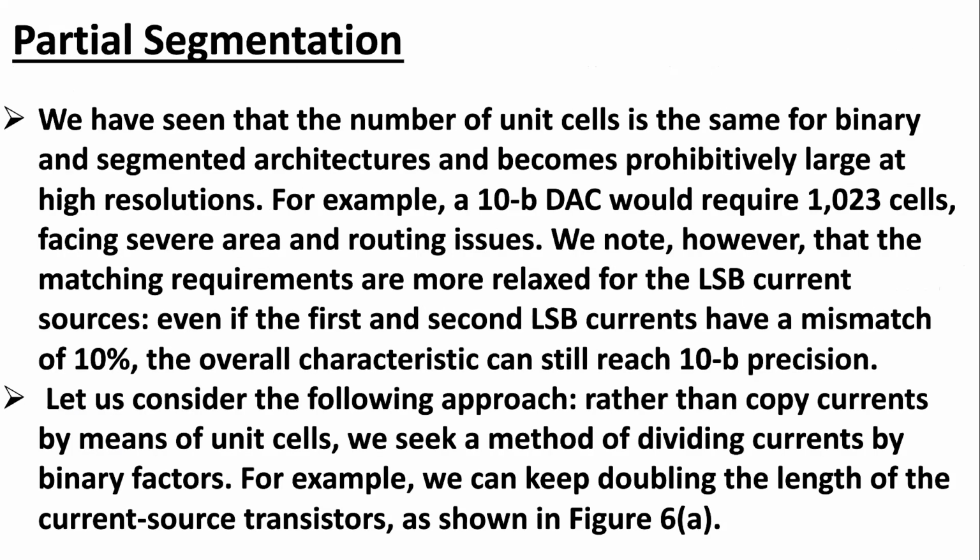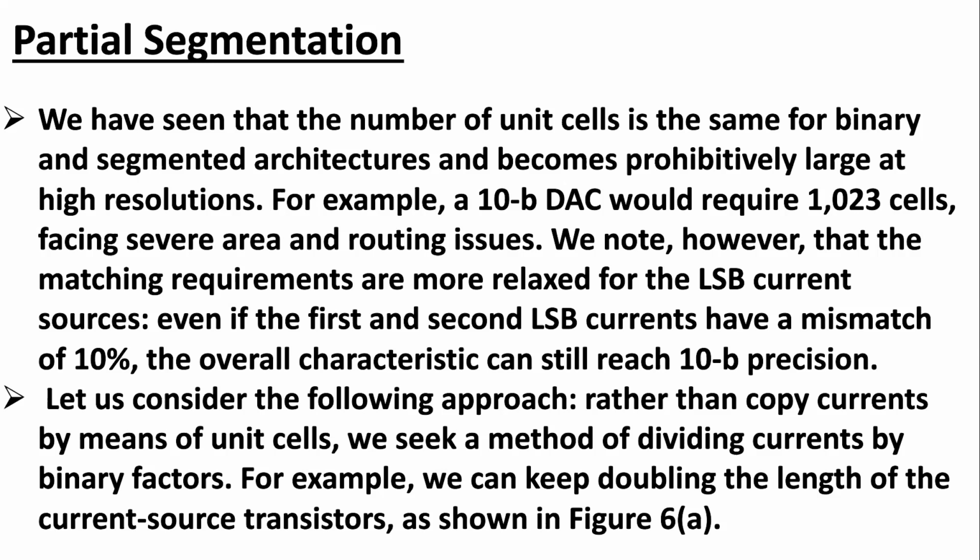Partial segmentation. We have seen that the number of unit cells is the same for binary and segmented architectures and becomes prohibitively large at high resolutions. For example, a 10-bit digital-to-analog converter could require 1023 cells, facing power and area and routing issues. We note, however, that the matching requirements are more relaxed for the LSB current sources. Even if the first and second LSB currents have a mismatch of 10%, the overall characteristic can still reach 10-bit precision.